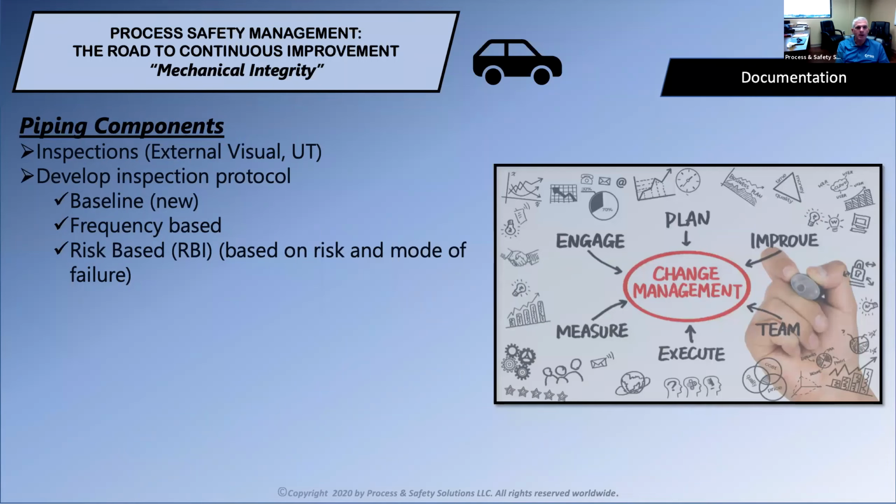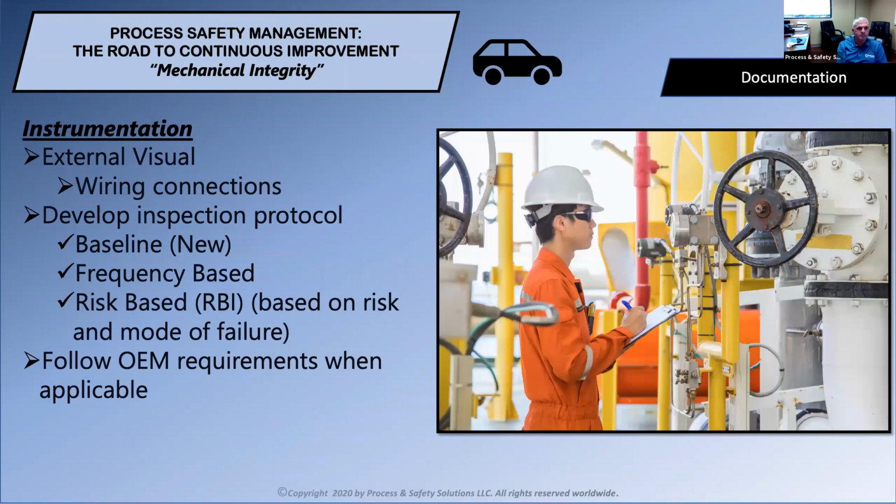So piping also has components that must have external visual inspections and also UT, and we must develop inspection protocol. Again, baseline, new, frequency-based, risk-based inspections, again, based on the mode of failure on piping can be used as well.